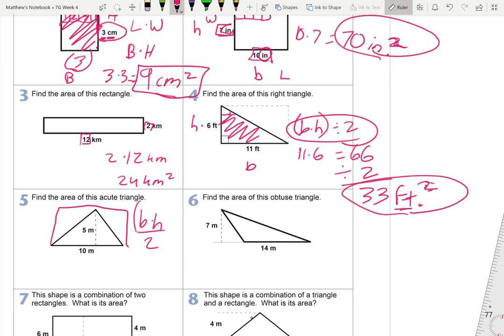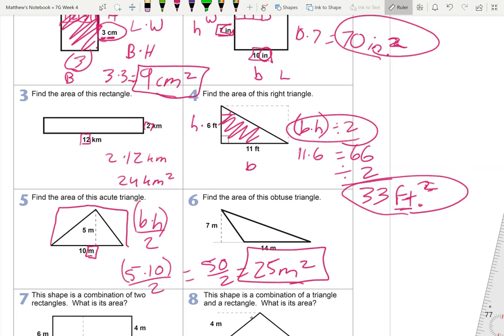All right, so let's do that base times height first. We do 5 times 10. That gives us 50 divided by 2. So that's going to be 50 divided by 2, which gives us 25. Remember, I need to look at my units, which is meters, and its area, so it's squared.